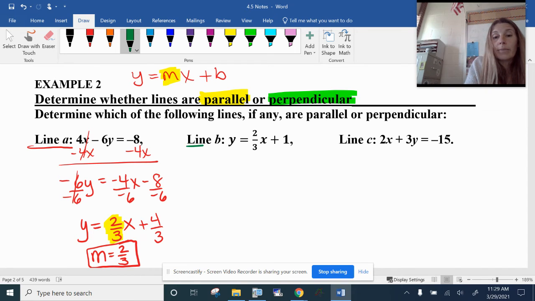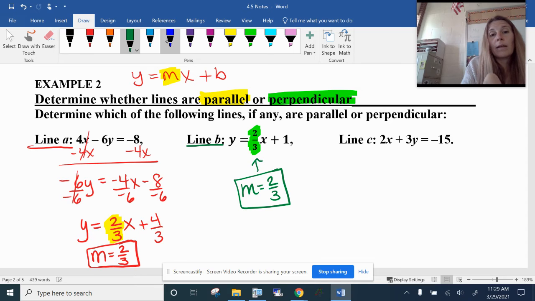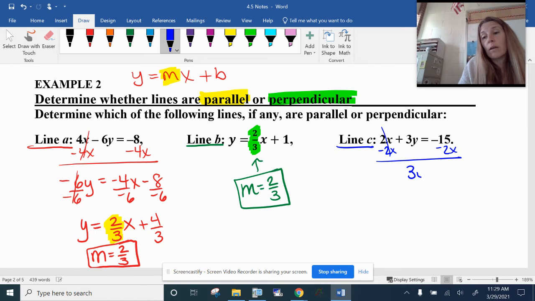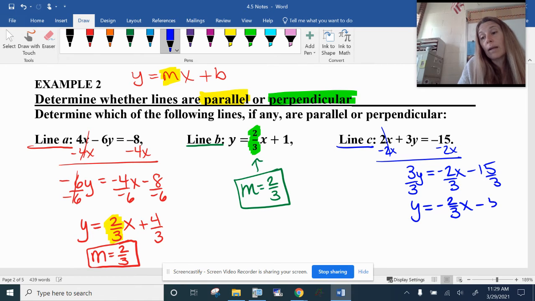All right, let's look at line B. Now line B is already in slope-intercept form, so I can just pick out my slope here, which is positive 2/3. And then if we're going to go to line C, again, I have to get the y by itself, so I'm going to move my x term over to the other side. 3y equals -2x minus 15. Divide everything by 3. y equals -2/3 x minus 5. And then this one, I can see that my slope is -2/3.